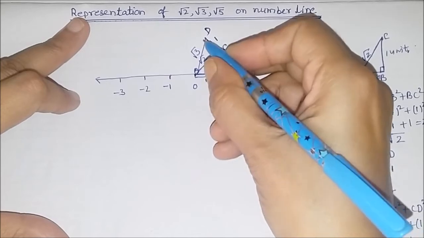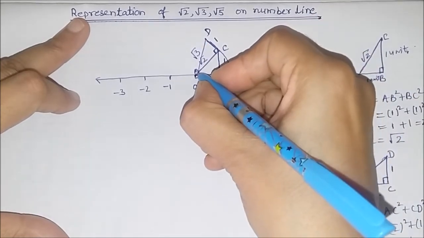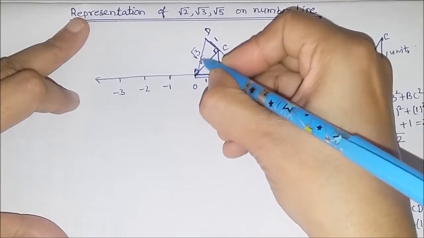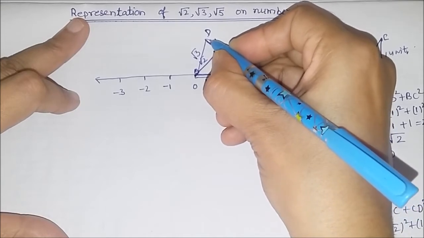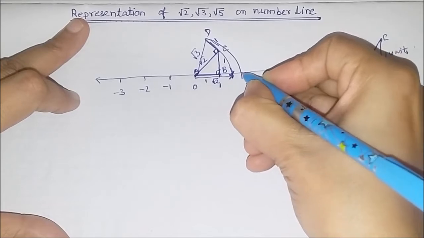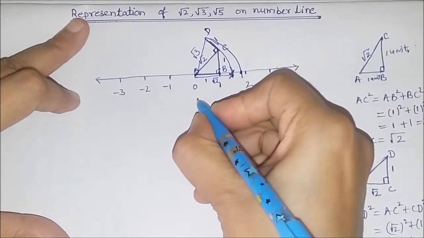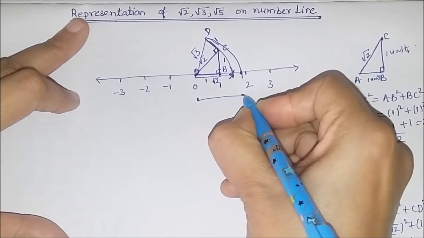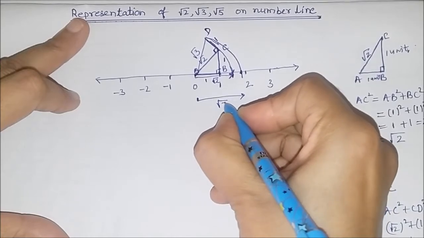And to locate root 3 on the number line, we will take A as the center and AD as radius and draw another arc. Like this. So this length from O to this point is root 3.